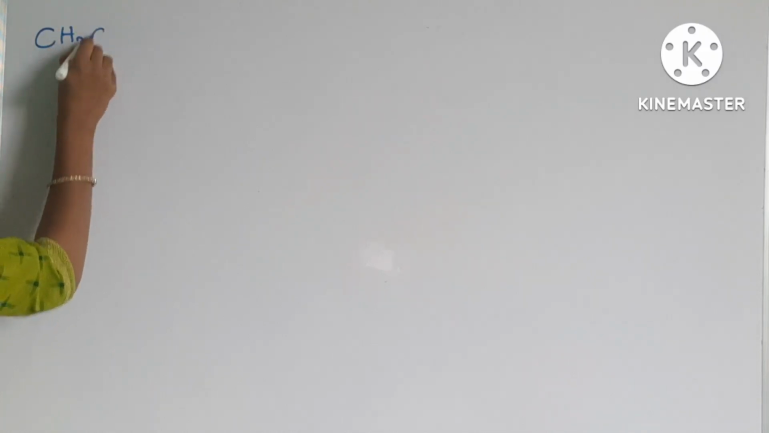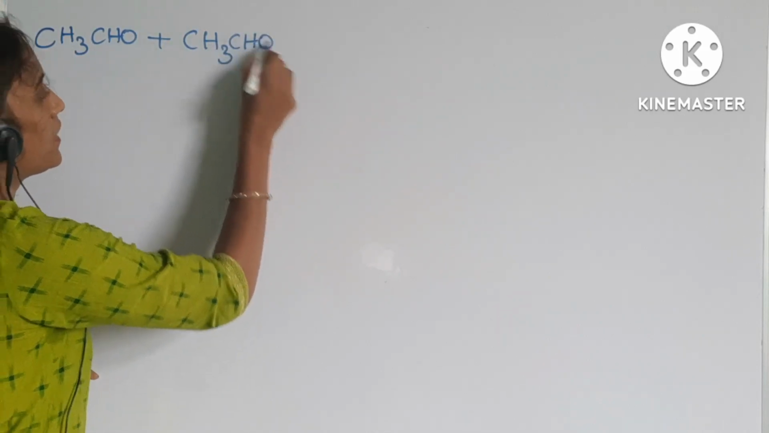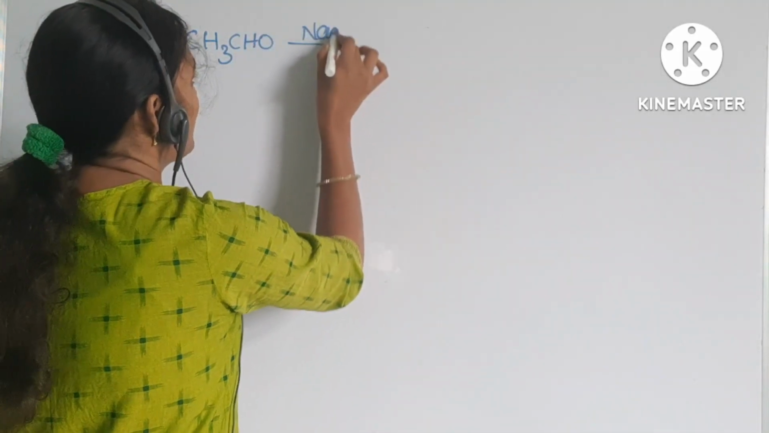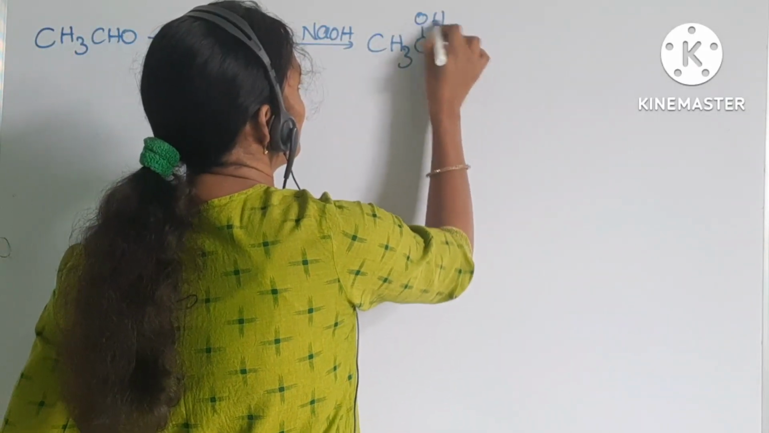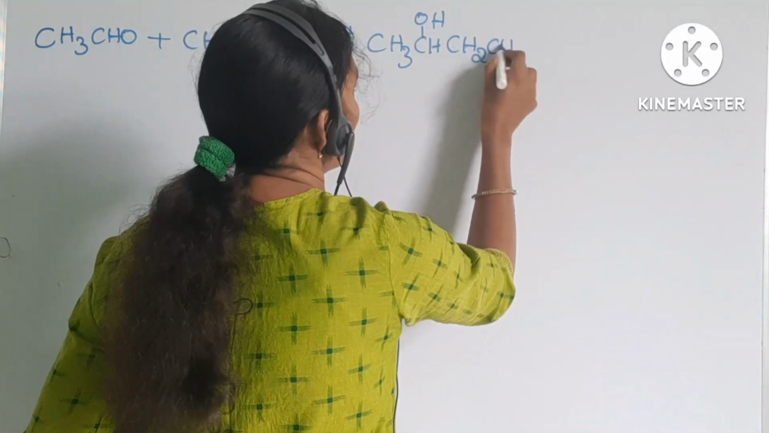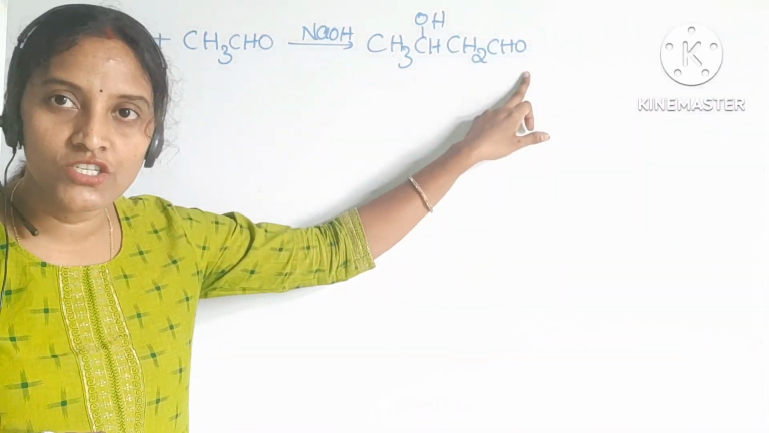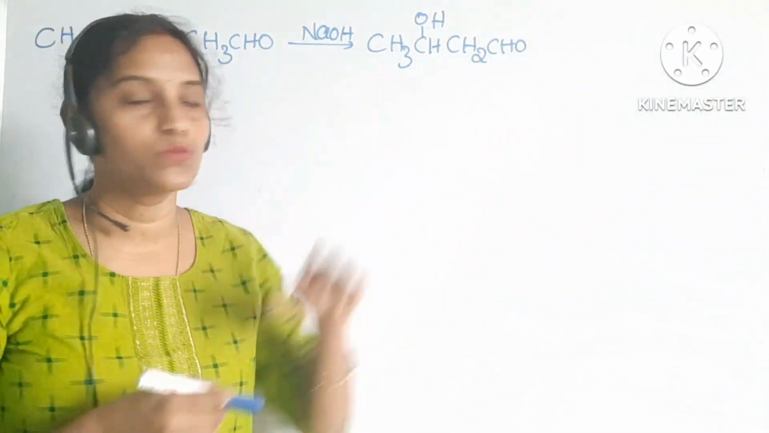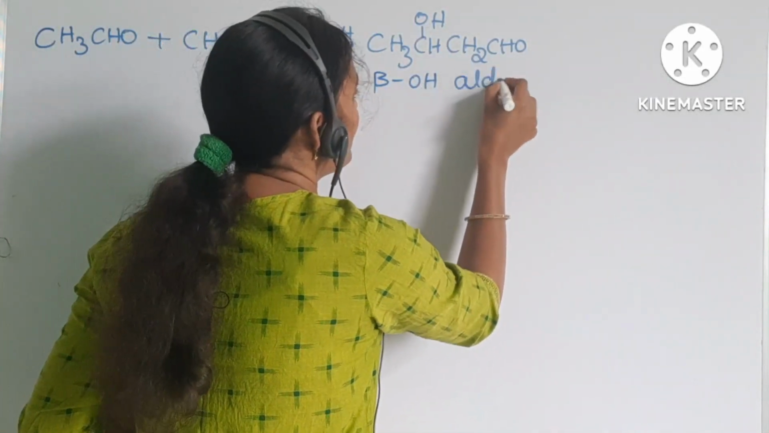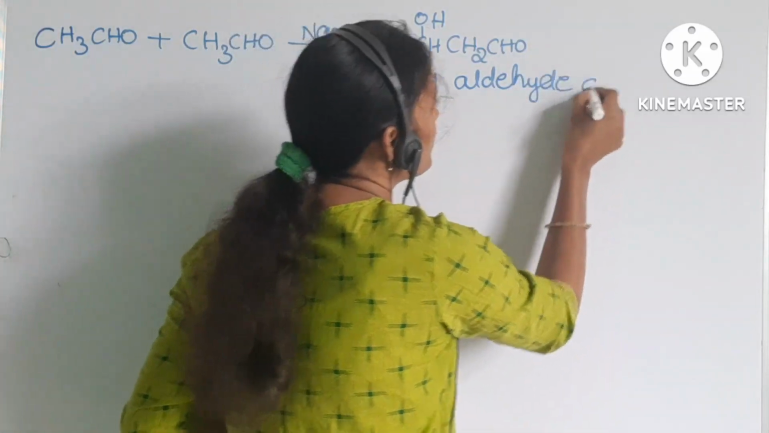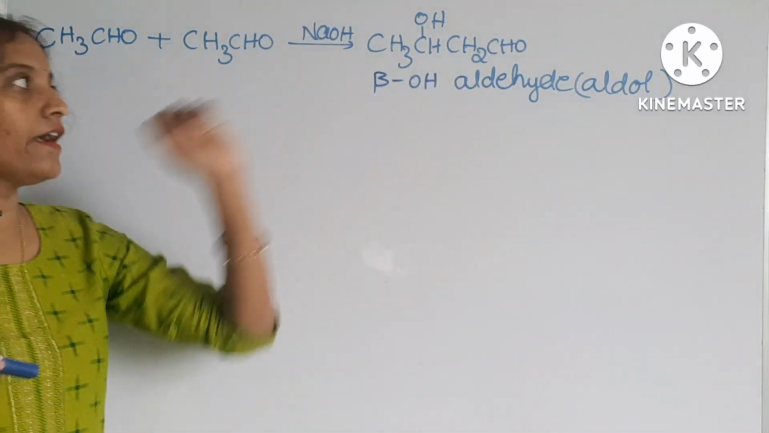See, it is the acetaldehyde going to be condensed with similar molecule in presence of a base. They will form, it is the beta hydroxy aldehyde. See, this is the alpha carbon to this functional group and this is the beta carbon to this functional group, so that it is the beta hydroxy aldehyde. This one is also known as aldol. Okay, this beta hydroxy aldehyde is known as the aldol.